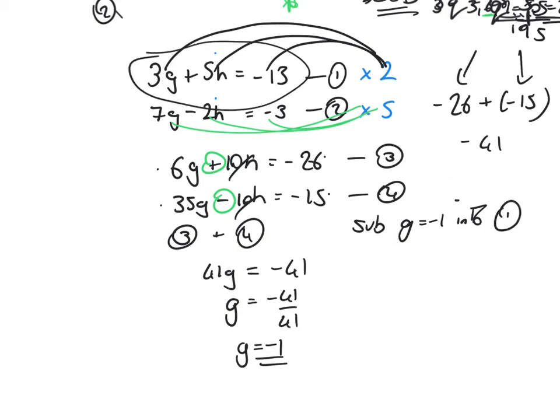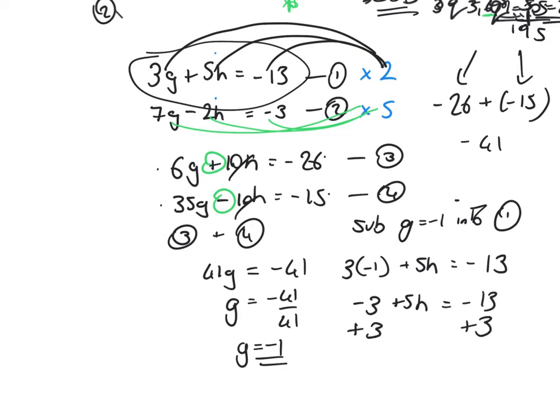So in equation 1, where I see g, I'm going to replace it with minus 1. 3 lots of minus 1 plus 5h equals minus 13. Minus 3 plus 5h equals minus 13. I'm now going to add 3 to both sides. 5h equals minus 13 plus 3, which is minus 10.